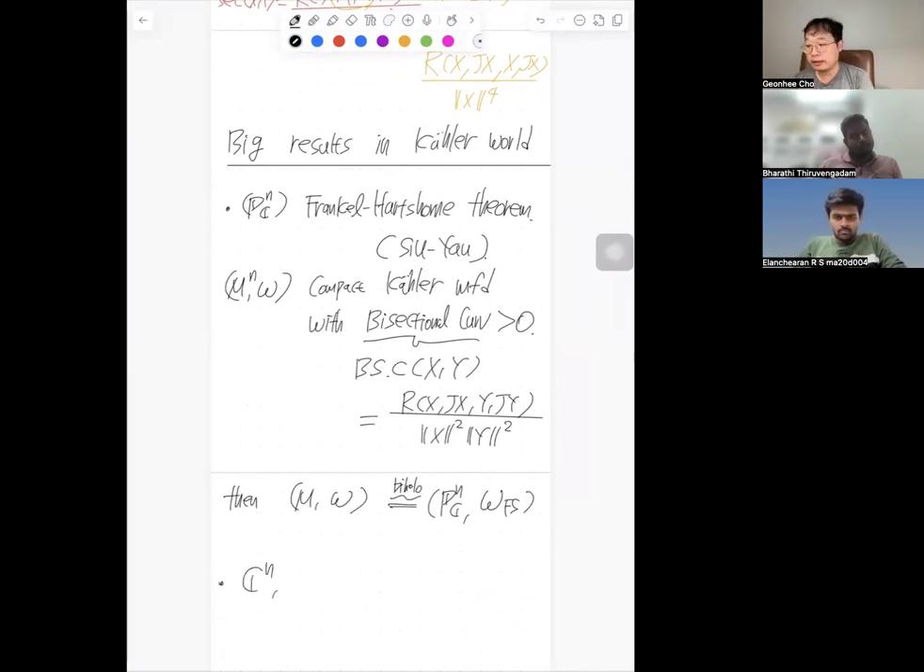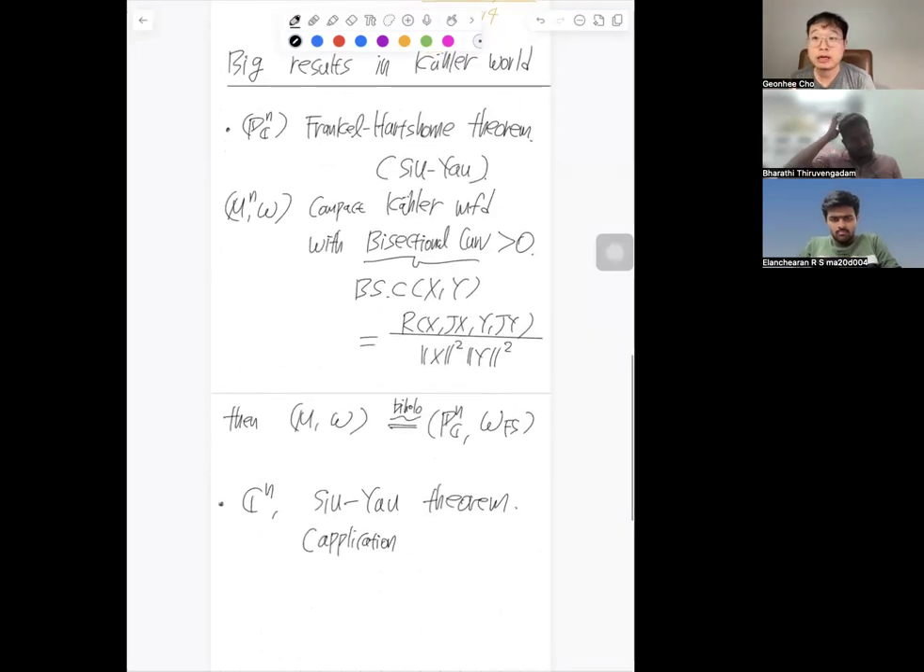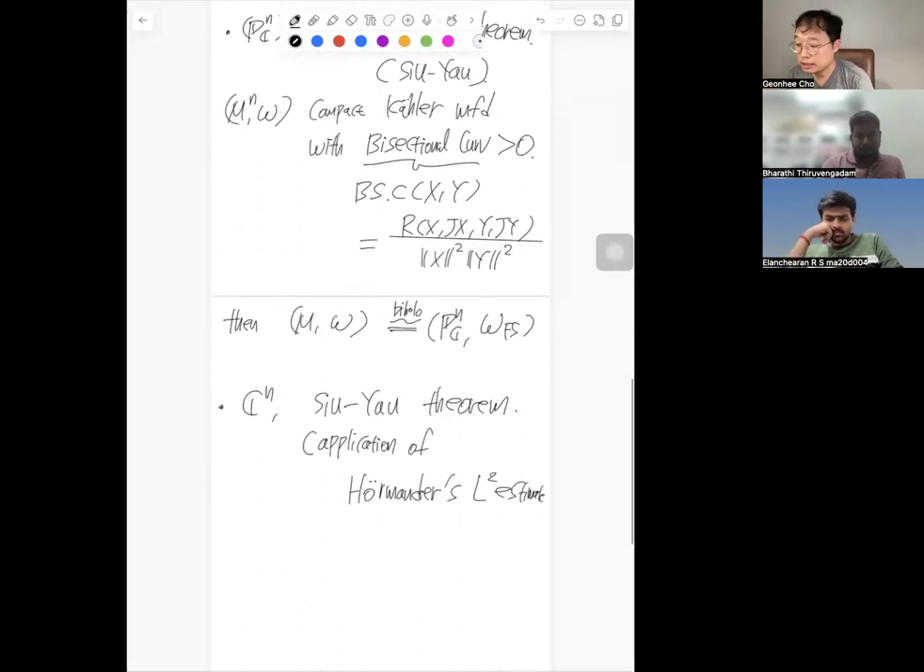I don't think there's a special name for it, but still, I think it's fair to call it also the Siu and Yau theorem. So this is the application, and I want to put emphasis on it because in this seminar we need to decide which topics are worthwhile to learn together. This is the application of Hörmander's L2 estimate to establish this result.